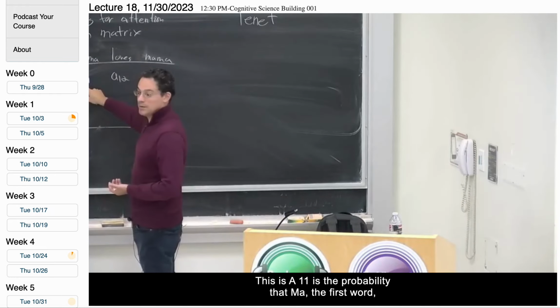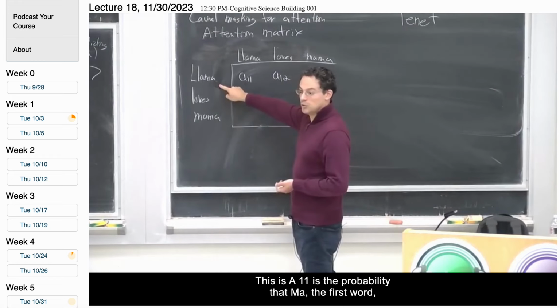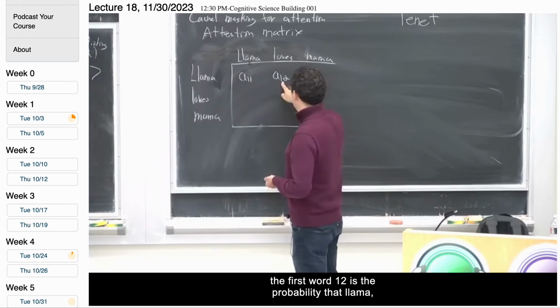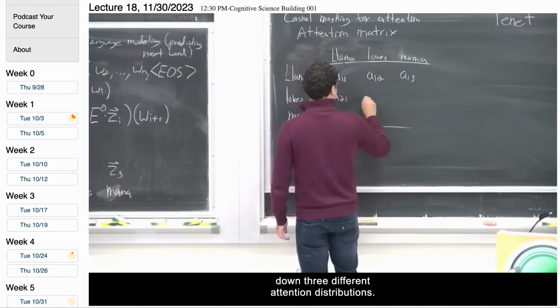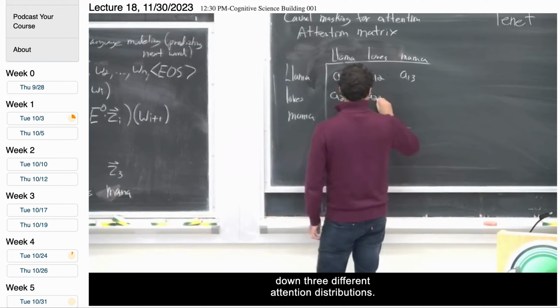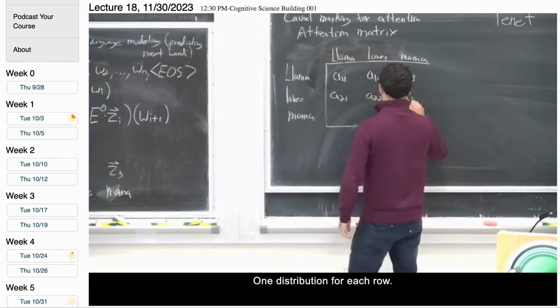A11 is the probability that llama, the first word, assigns to llama, the first word. A12 is the probability that llama, the first word, assigns to loves, the second. So we're going to write down three different attention distributions. Why are there three distributions? One distribution for each row.